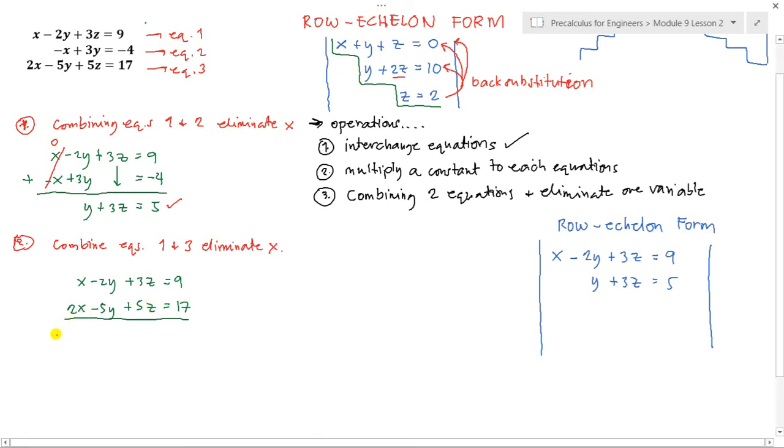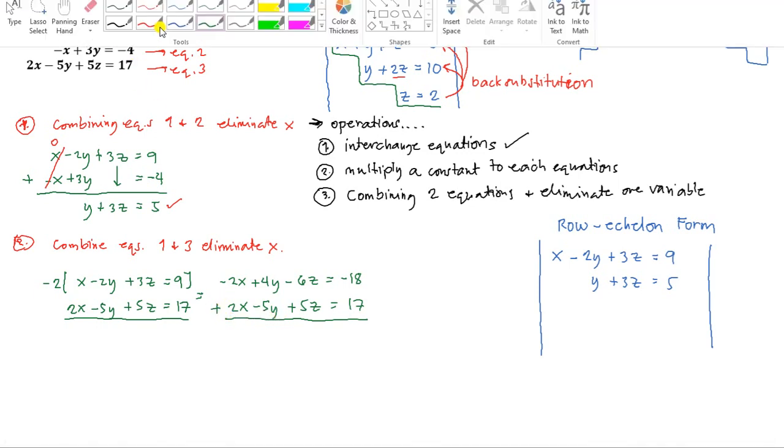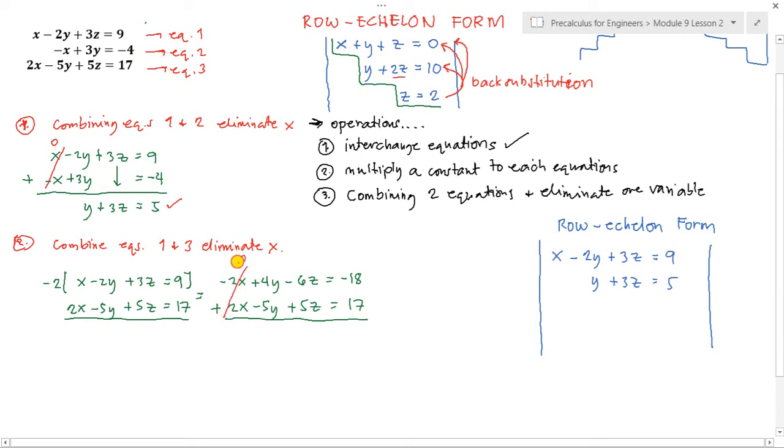So for me, para matangtang ning si x diri, since this is 2, now I'm gonna multiply the first equation by negative 2 para negative 2x plus 2x magiging 0. So I'm going to multiply the first equation by negative 2 so that kani siya mahimo na siyang negative 2x, then this one plus 4y minus 6z is equals to negative 18. Ang ubos, that is 2x minus 5y plus 5z is equals to 17. And here, we can now add this one. So, adding this, kani siya, ma-eliminate na ni si x, ma-0 ni.